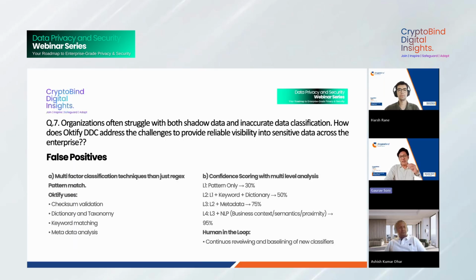Why do organizations often struggle with both shadow data and inaccurate data classification? And how does this Optify DDC address these challenges to provide reliable visibility into sensitive data across the enterprise?